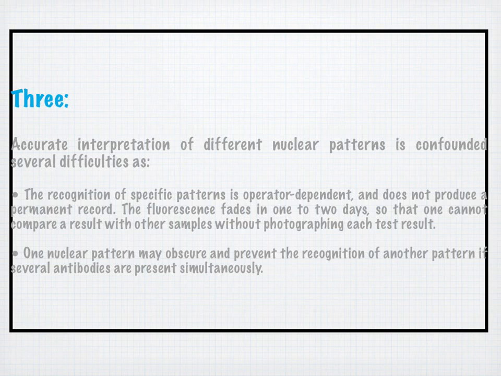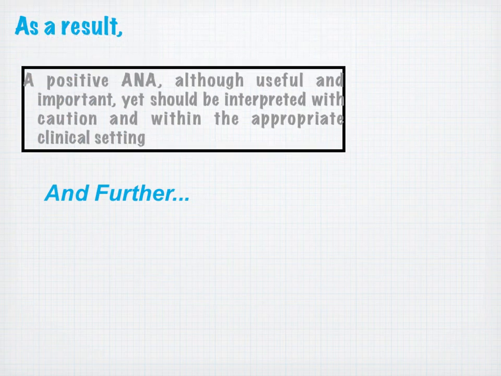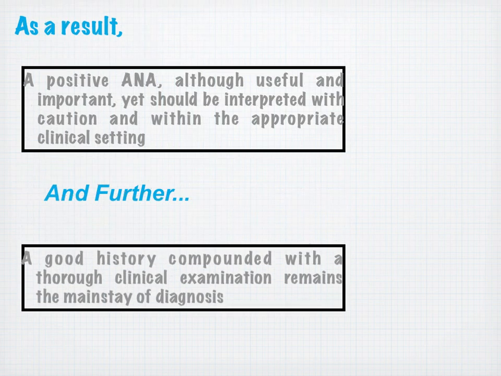Okay, three, the accurate interpretation of the different nucleolar patterns is confounded by a couple of difficulties. So the upshot here is operator dependence. The recognition of these patterns is really dependent on who's looking at them. As a result, a positive ANA, though it's useful and important, should be interpreted with caution and within the appropriate clinical setting. And further, a good history compounded with a thorough clinical examination remains the mainstay of your diagnosis.